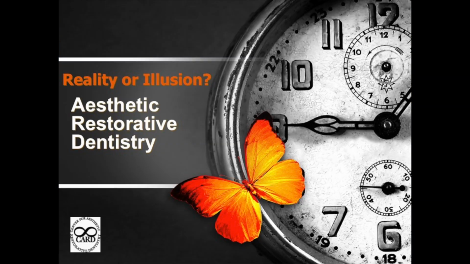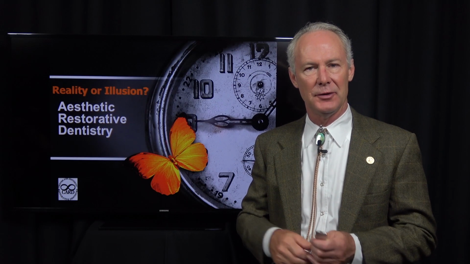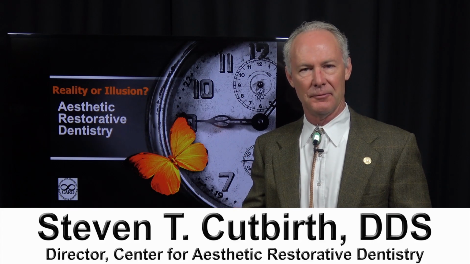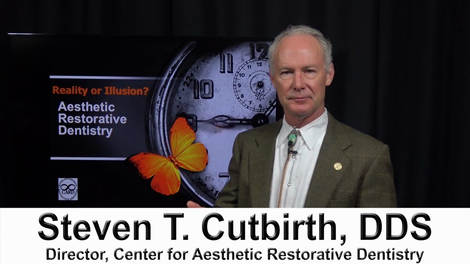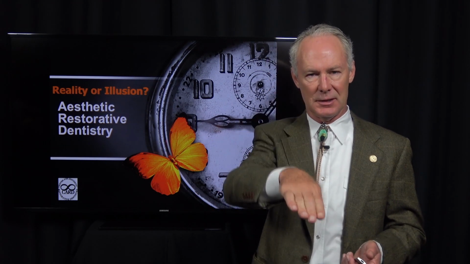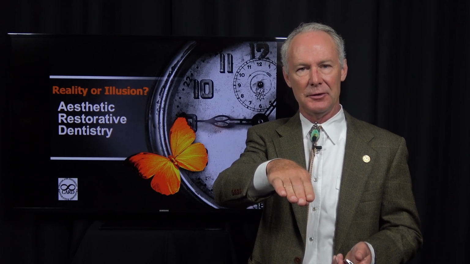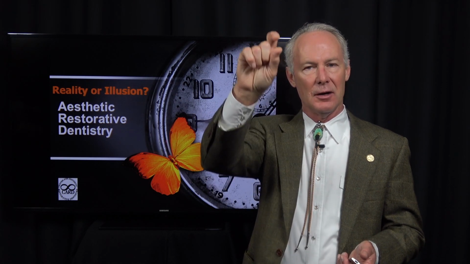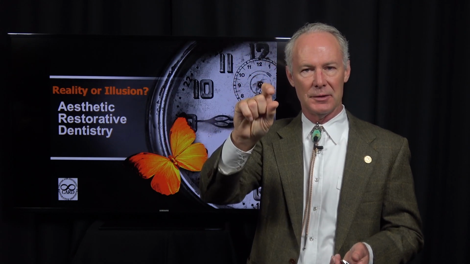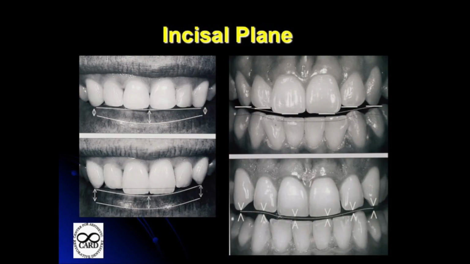How do you look at an aesthetic situation and determine what's wrong? Where should the teeth be? If they've got short teeth, is it an incisal edge discrepancy or a gingival discrepancy? Let's first talk about the incisal plane.